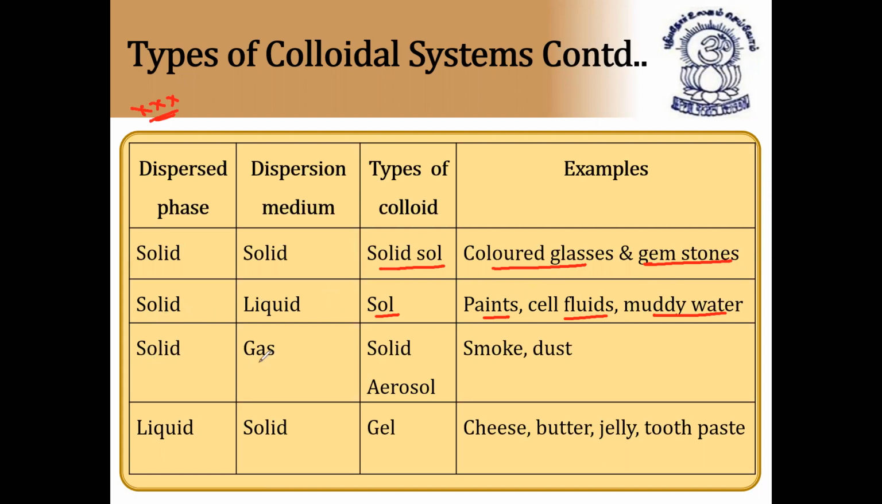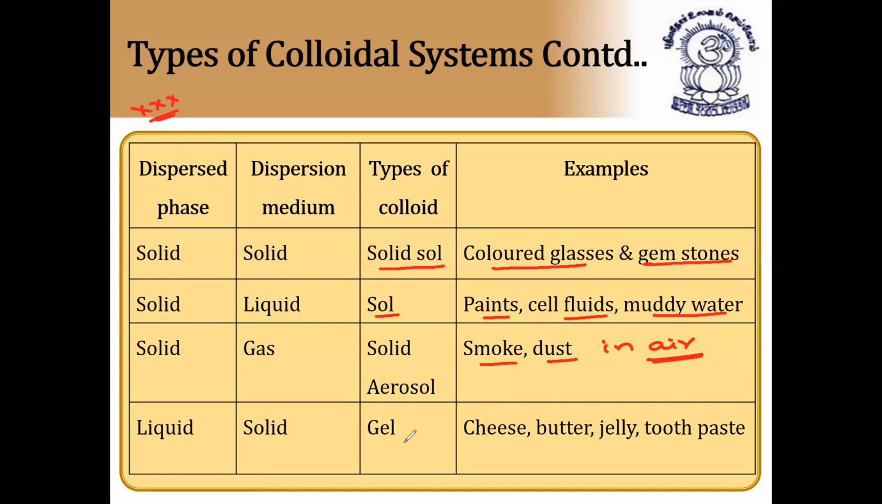Next is solid present in gas. If a solid is the dispersed phase and the dispersion medium is gas, they are called solid aerosol. Examples: smoke and dust. Dust particles are nothing but solids. They are present in the air. Air is a gas. So air is the dispersion medium, and the smoke and dust particles are the dispersed phase. In air, what happens? Air becomes the dispersion medium because it is more in quantity, and the dust and smoke are solid particles. They are called the dispersed phase.